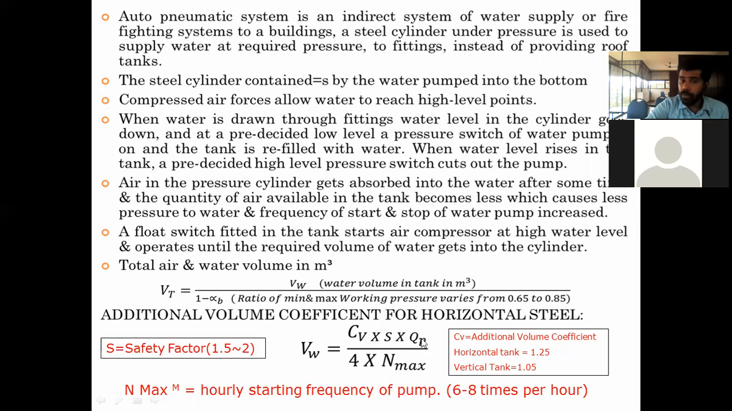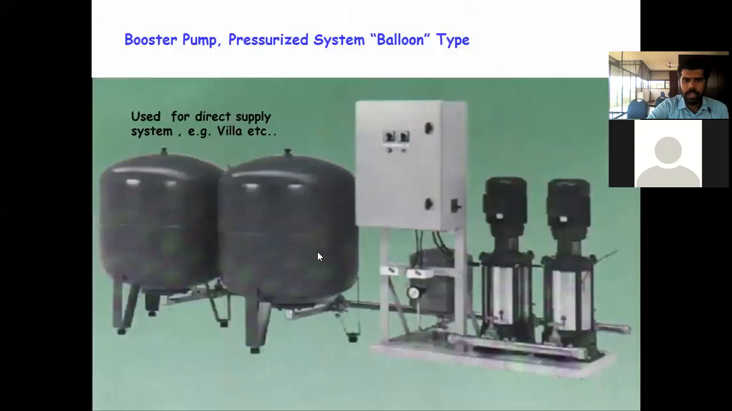And QP is the flow rate, and N max is the hourly starting frequency of the pump. It will be 6 to 8 times per hour. So let's see. We can take CV as 1.25 and S as 1.5. Let's see how much is taken here.